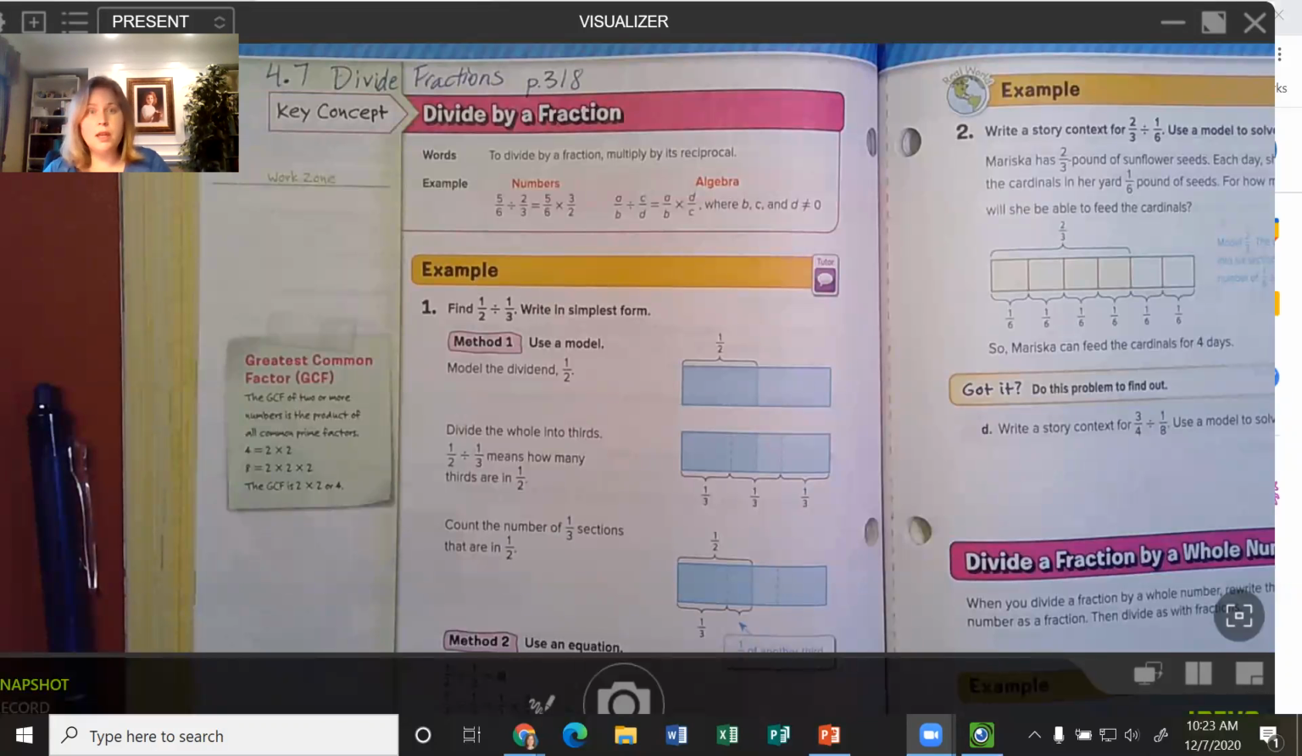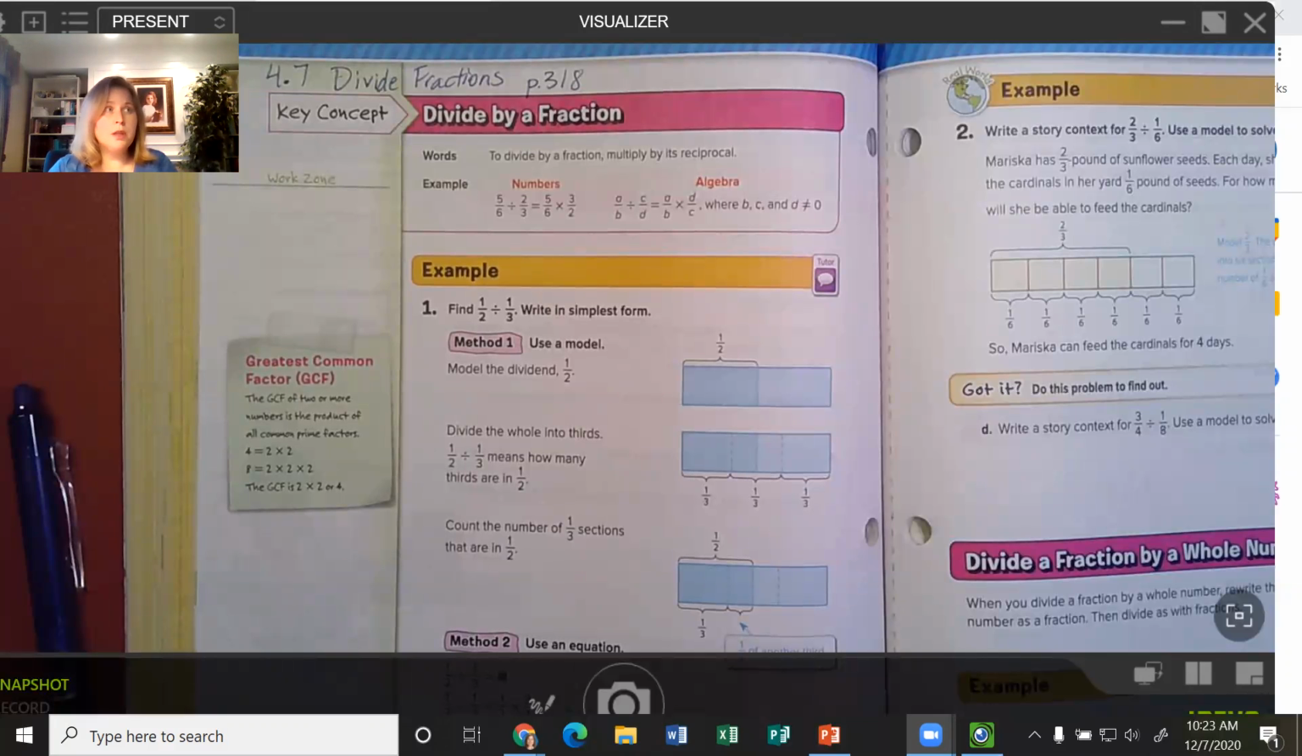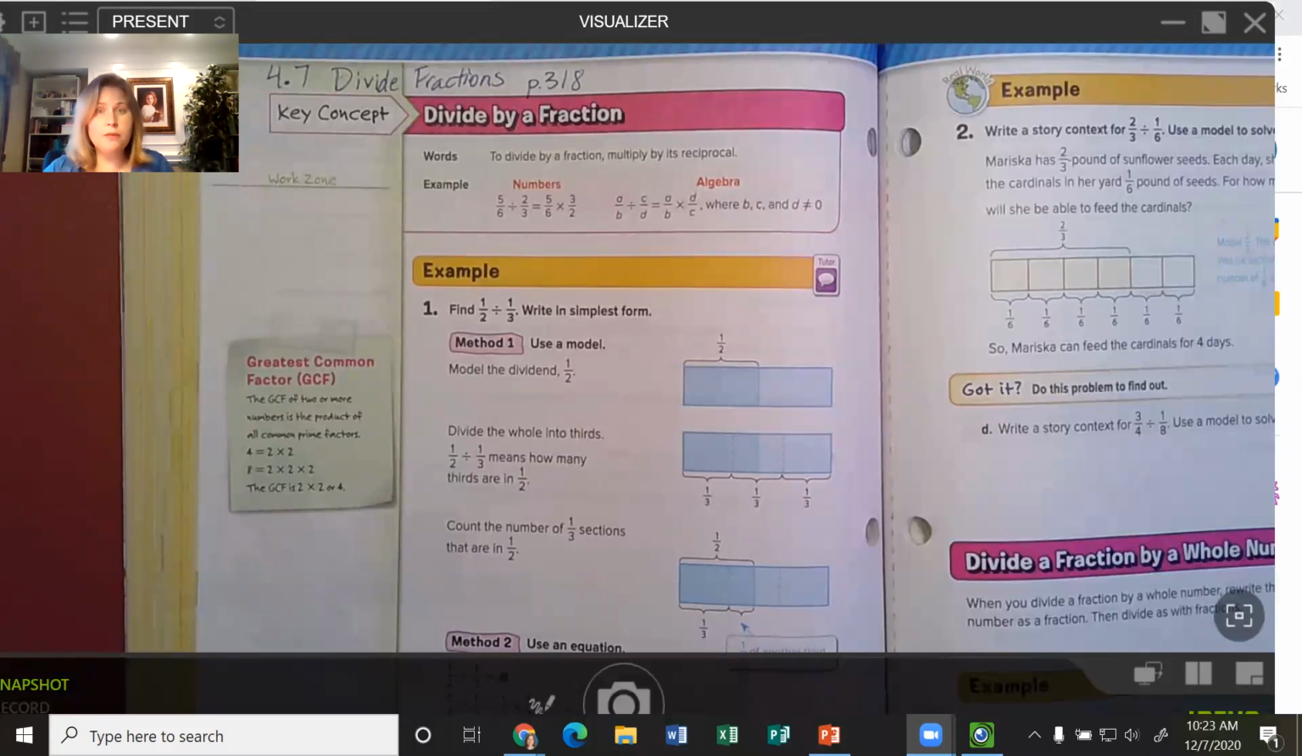Okay, so today we are looking at lesson 4.7, divide fractions. And we want to remember when we're dividing by a fraction, we multiply by its reciprocal. This is going to be very similar to the lesson when we did a whole number divided by a fraction. So now we just have a fraction divided by a fraction. So it works very much the same way.